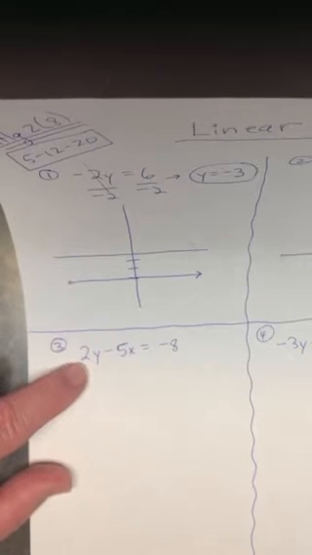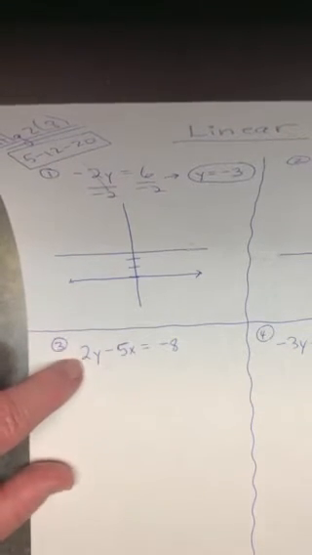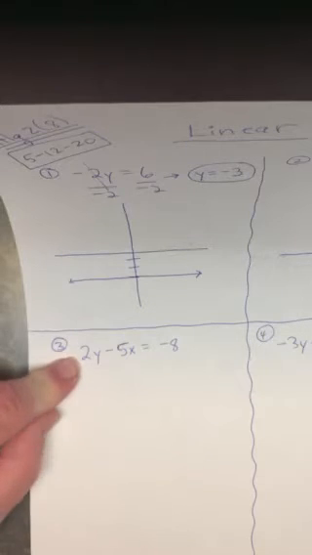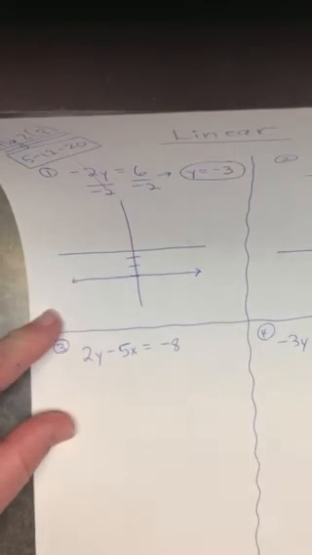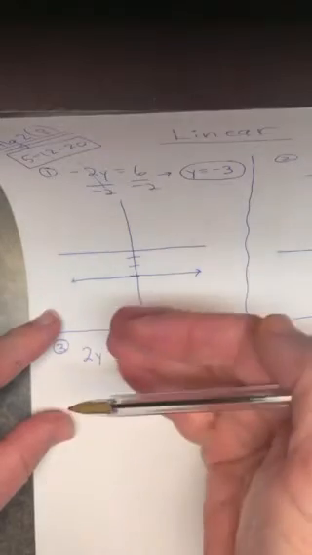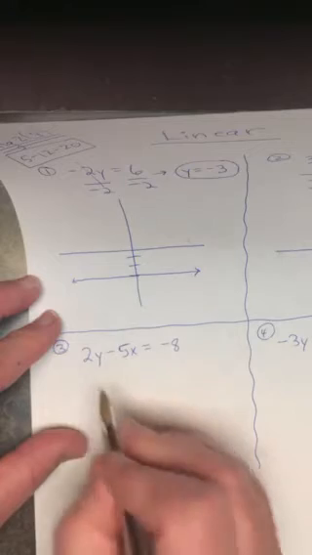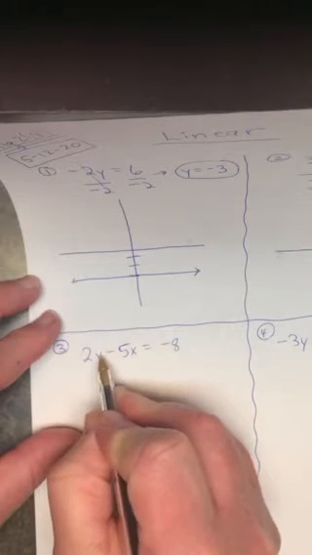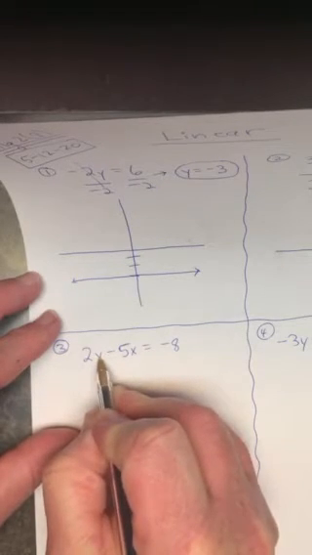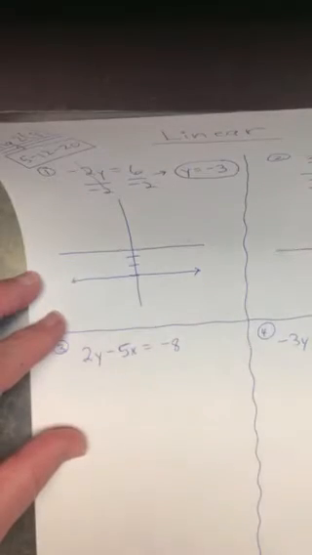2y minus 5x equals negative 8. I hope you're looking at that and thinking, oh, that's a linear function, right? But I also hope you're thinking there's no way you can draw it yet because you don't have it in the mx plus b form, do you? Isn't your instinct to get y by itself? That should always be your instinct. That'll be the theme of the chapter here.